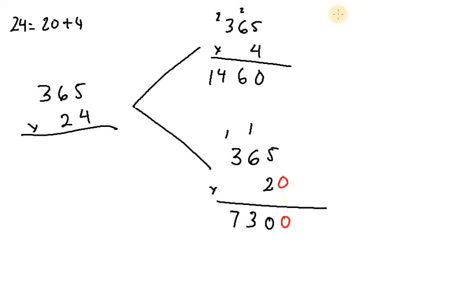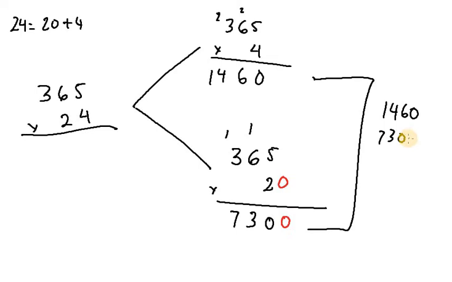Now, you see, we have solved two multiplications of one digit, and then we have those two numbers. Later we just add up these two numbers. So we have 1460 plus 7300, and then the result will be 8760.